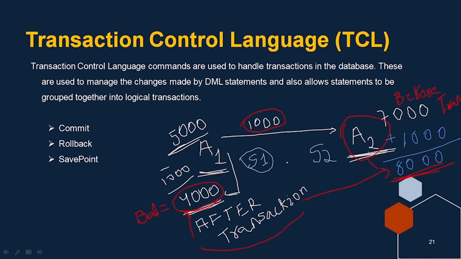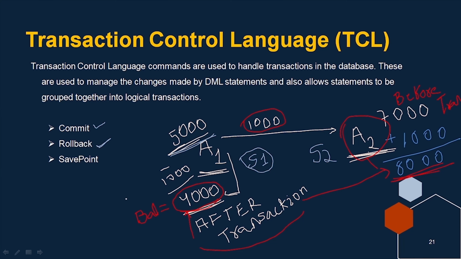In that case the transaction will roll back everything and come back to the initial stage. That means the 1000 rupees deducted from the A1 account will be credited again into our A1 account. Otherwise a problem will occur in our database. When it comes back to the initial stage, we use rollback. If the transaction succeeds, that means the S1 statement and S2 statement are executed successfully without any problem, then finally we will use the commit statement. Then all this data will be saved in our database.